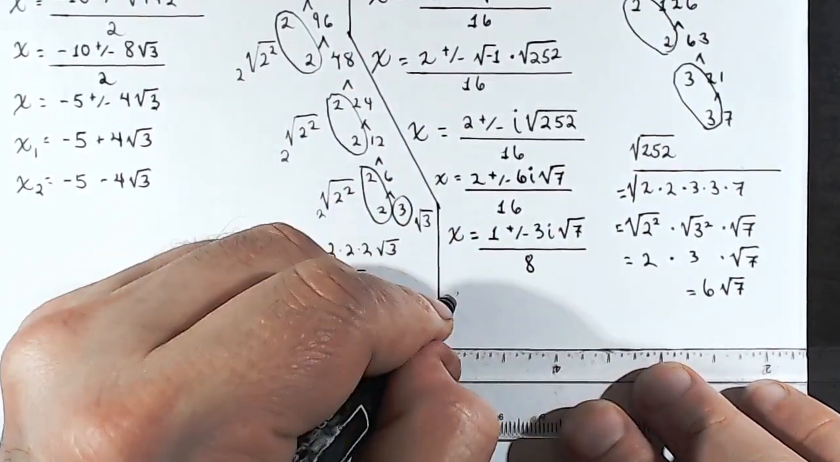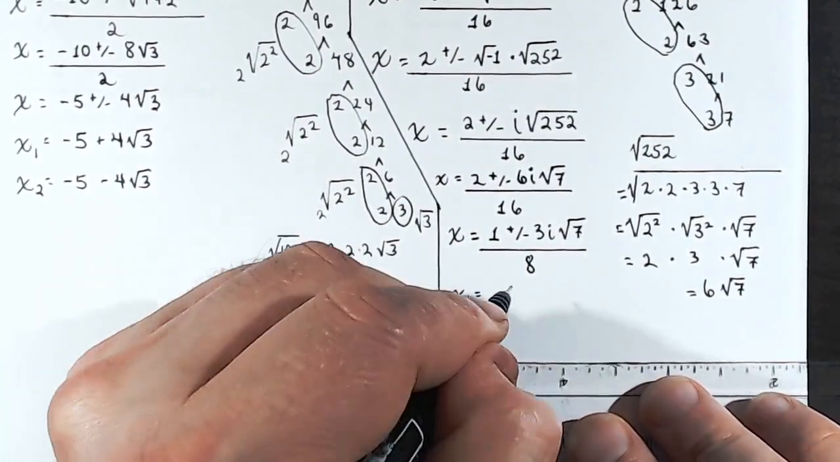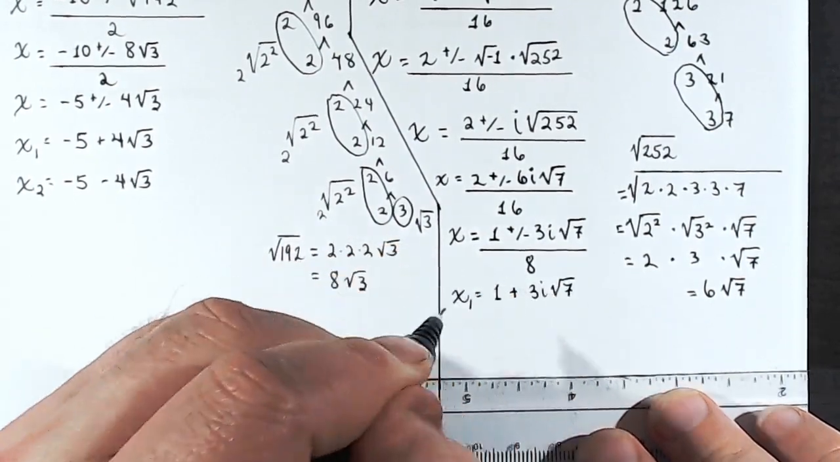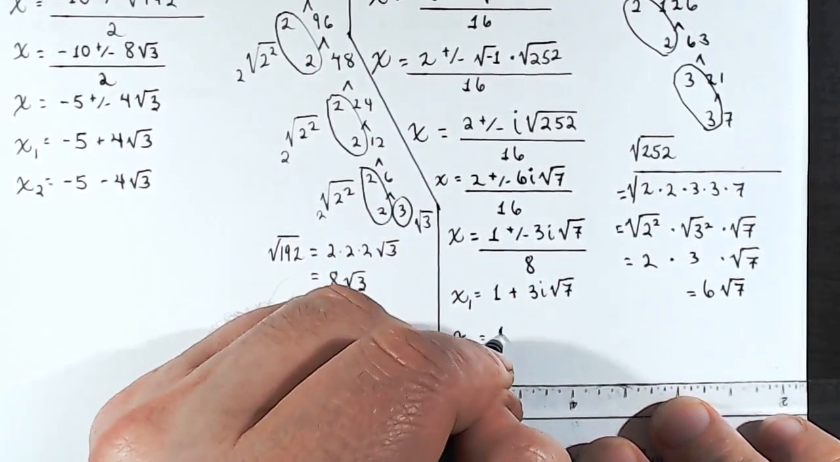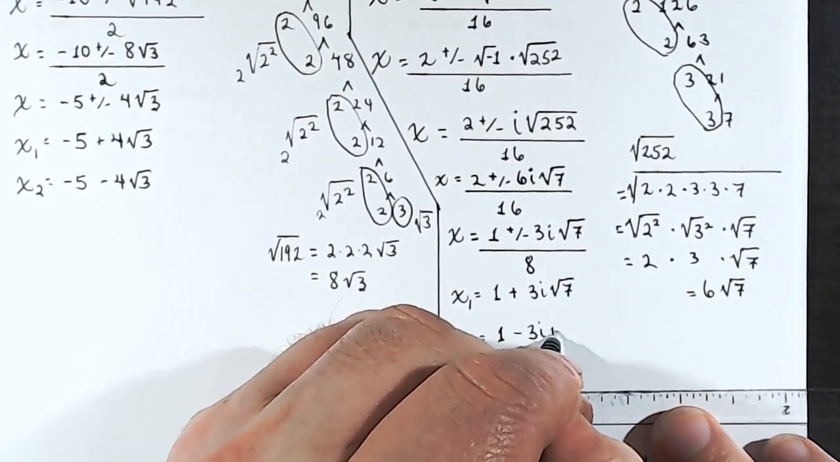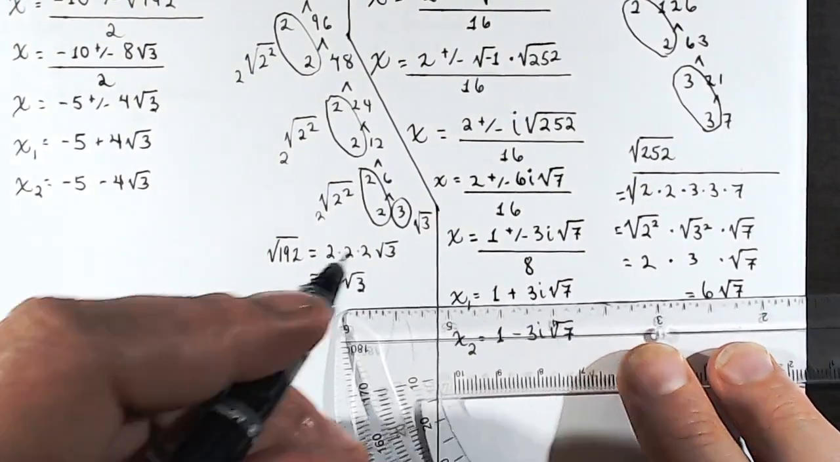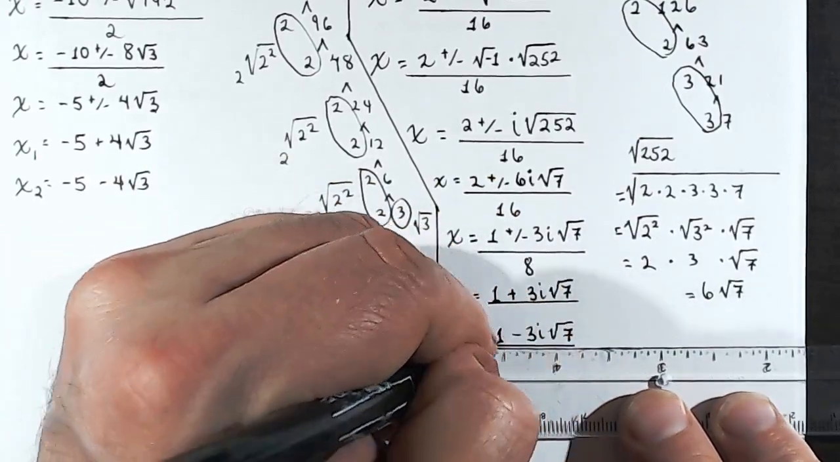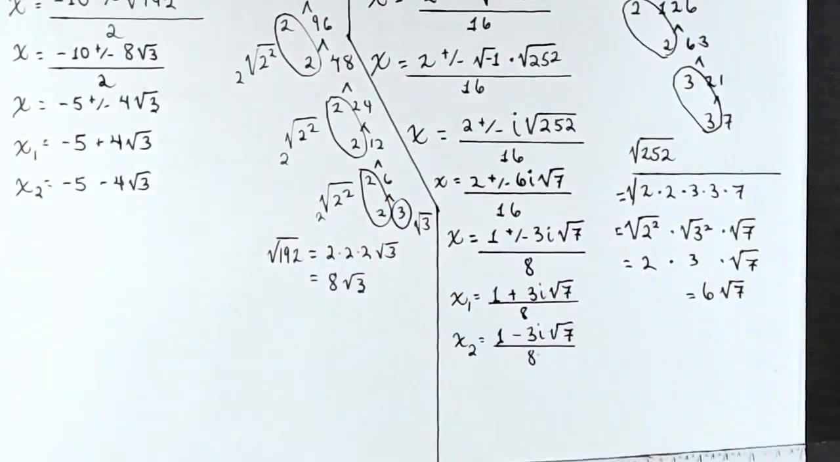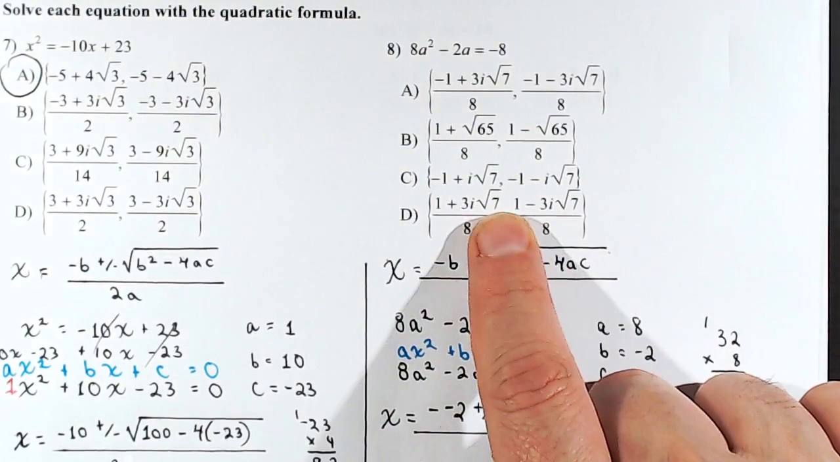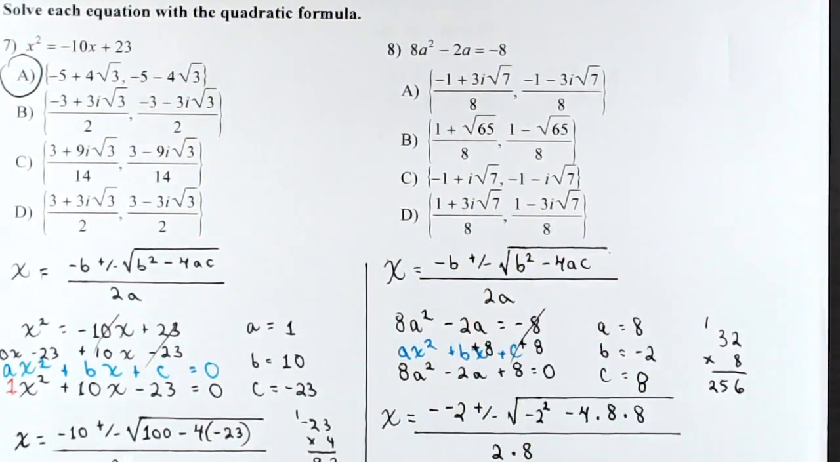Right, so now I can write my two solutions because we can't simplify anymore. We have 1 plus 3i square root 7, and we have 1 minus 3i square root 7. So these are my two, over 8. In both cases, over 8. All right, so I'm looking for 1 plus 3i square root 7 over 8 and 1 minus 3i square root 7 over 8. Ready? 1 plus 3i square root 7 over 8, 1 minus 3i square root 7 over 8.